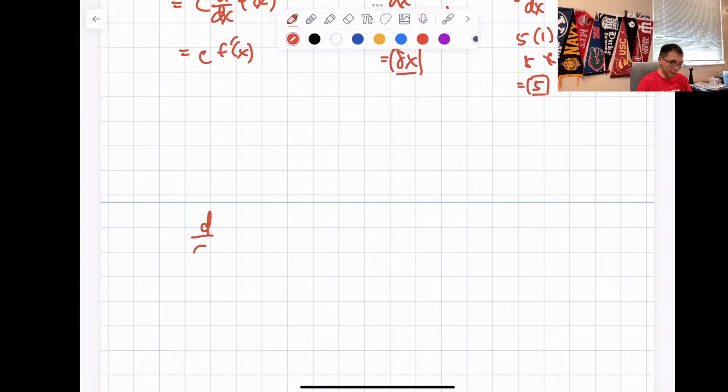So how do I take a derivative of this though? Three over x squared. Do you guys see the problem here?